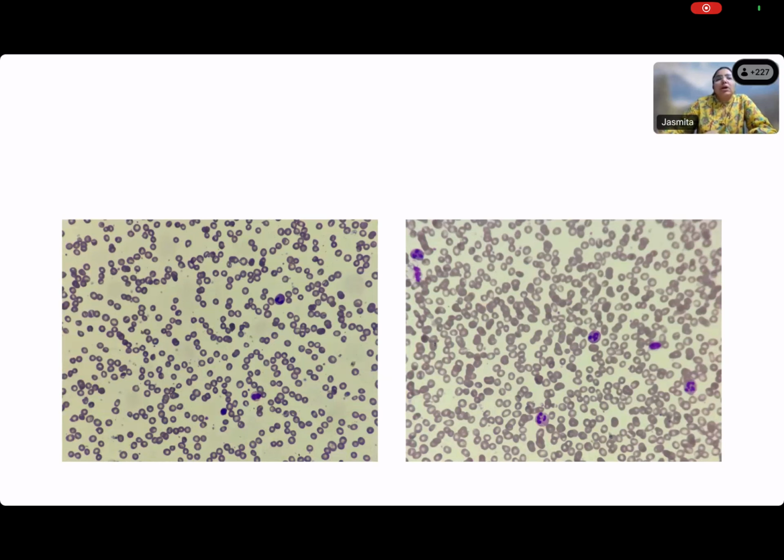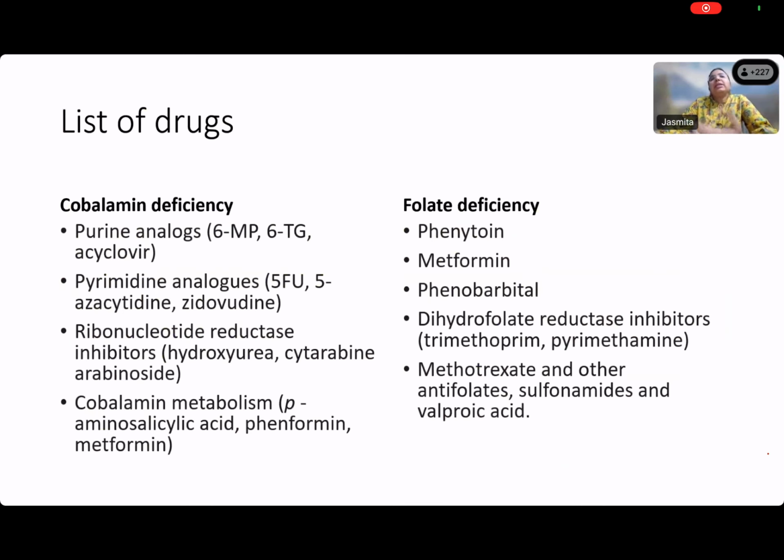On the left, you have a lymphocyte here in the field. On the other one, this is a lymphocyte here, and you have macrocytes which look fairly uniform in size. This on the right has an MCV of 114, and you can see that you again have mostly macrocytes and not really macro-ovalocytes. There is a wide list of drugs which can cause macrocytosis, either due to cobalamin deficiency or by causing a folate deficiency.